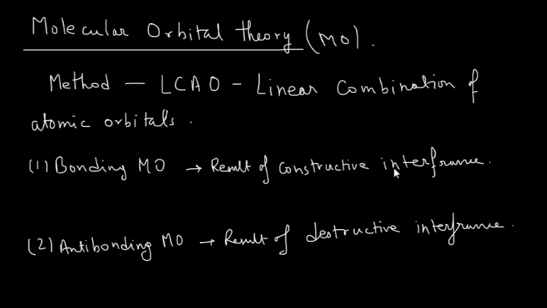According to molecular orbital theory, bonding MO and anti-bonding MO are formed. The lower energy molecular orbital is called the bonding MO and is the result of constructive interference of the original two atomic orbitals. The higher energy molecular orbital, or anti-bonding MO, is the result of destructive interference of the two atomic orbitals.